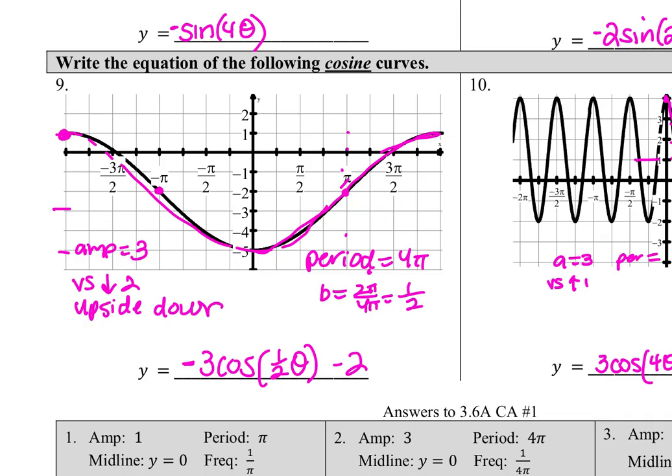The max here is 1 and the min is -5. So to find the amplitude, I would do 1 minus -5 over 2. So it's 3.